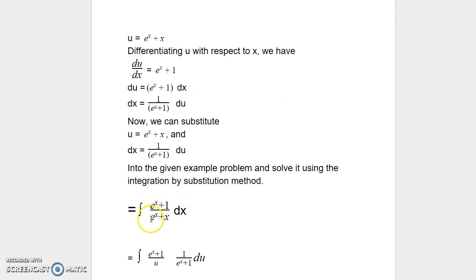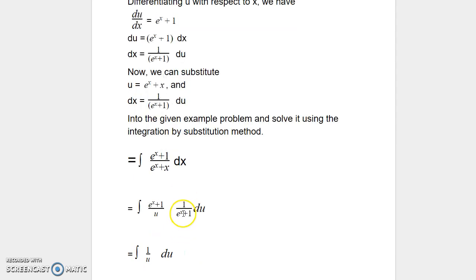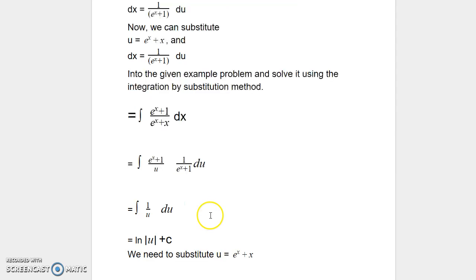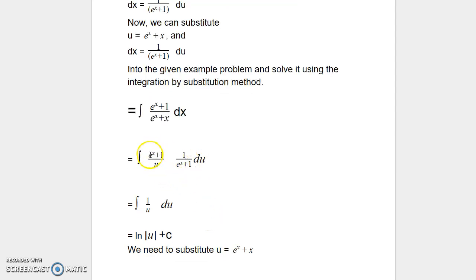So our example problem is the integral of (e to the power of x plus 1) divided by (e to the power of x plus x) dx, right? We can write this with e to the power of x plus 1 as the numerator part, and the denominator part e to the power of x plus x, we said let that be equal to u, and therefore we replace that by u, and wherever we see dx, we're going to write it as 1 over (e to the power of x plus 1) du. As we can see now, we have e to the power of x plus 1 in the numerator and e to the power of x plus 1 in the denominator, so those terms cancel out. When we simplify, it simplifies to the integral of 1 over u du.